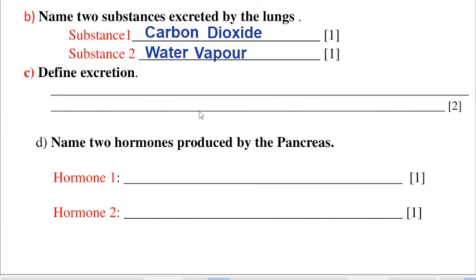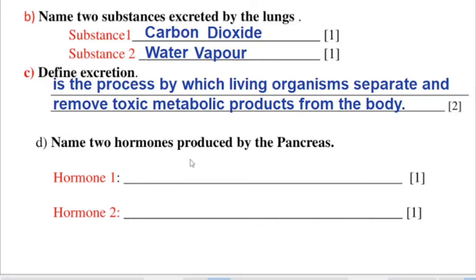So you can also define excretion as the removal of toxic metabolic substances from the body. The next question reads, name two hormones produced by the pancreas. The two hormones produced by the pancreas are insulin and glucagon. These two hormones are produced in order to maintain the blood sugar levels in the body.